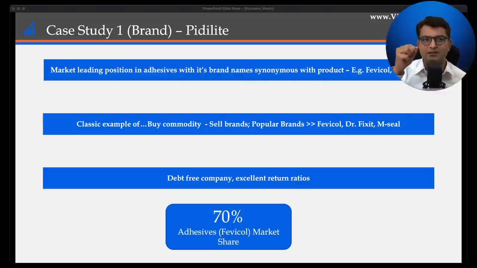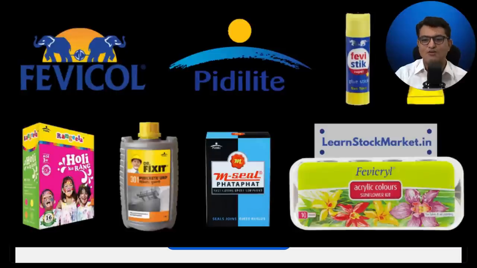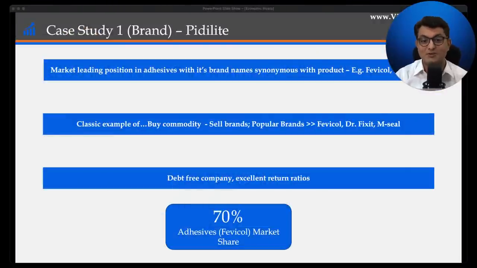Or when you need a very fast adhesive, do you say I want Fevikwik, or do you say I need an instant sticky substance? Or when you want to repair your leakages, do you say I want M-Seal, or something else? I don't even know what to call that. Okay, so that is the power of brands. Like you don't say I want to search something, you say I want to Google it. That's the brand, where it is synonymous with the product, and you are not even able to recognize it.